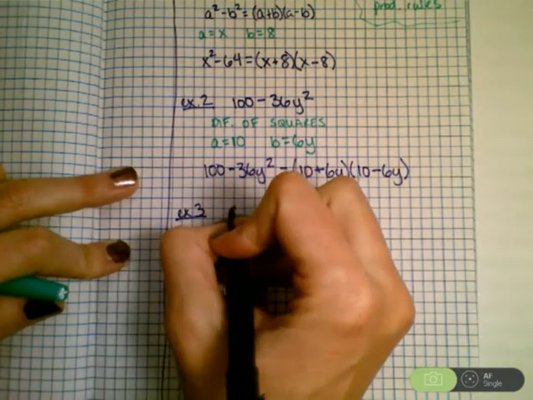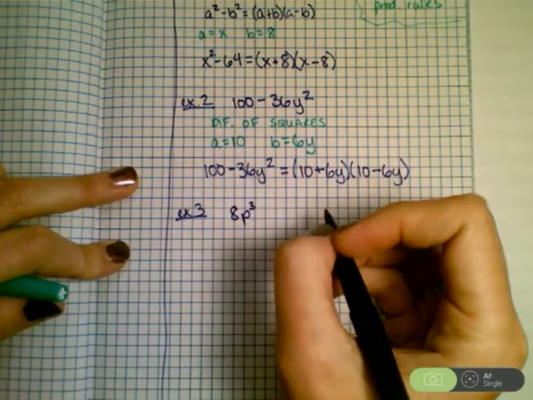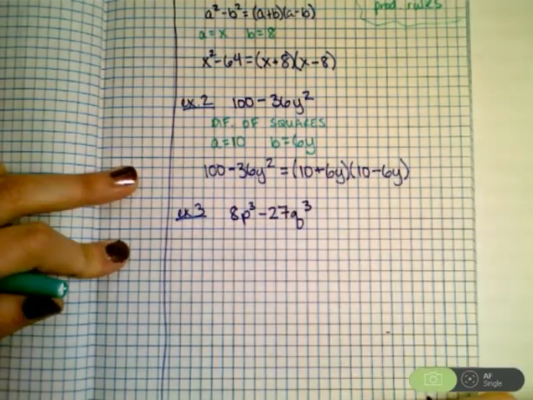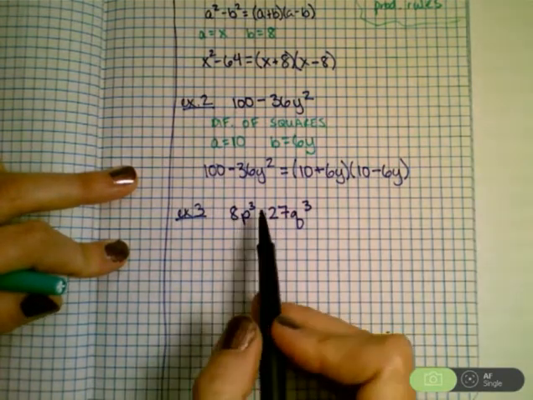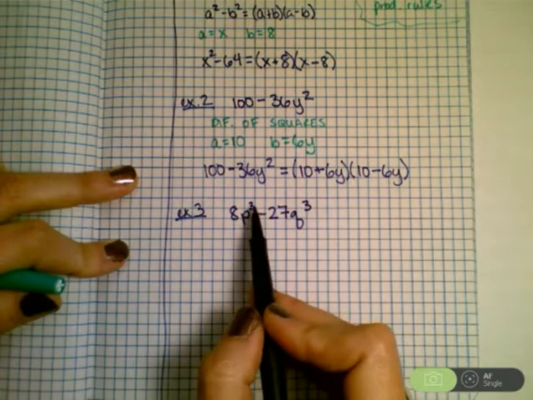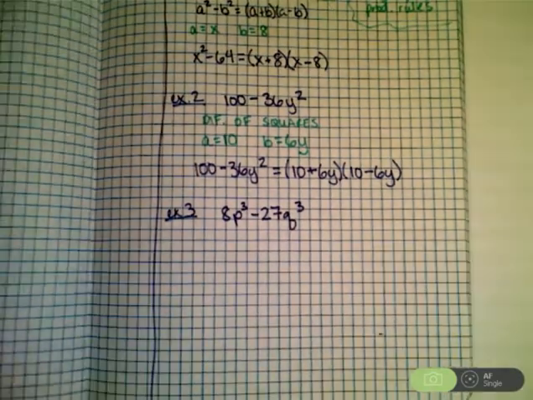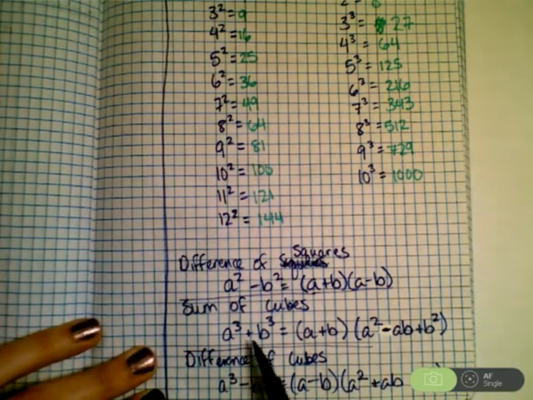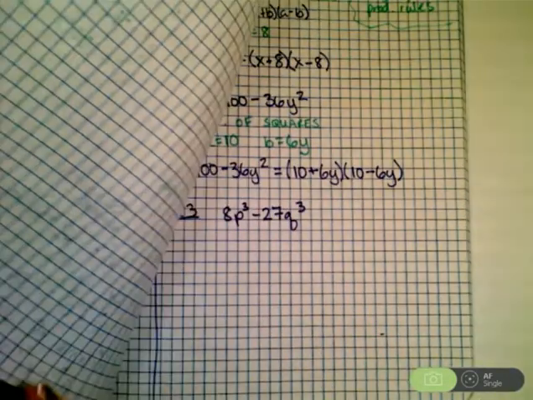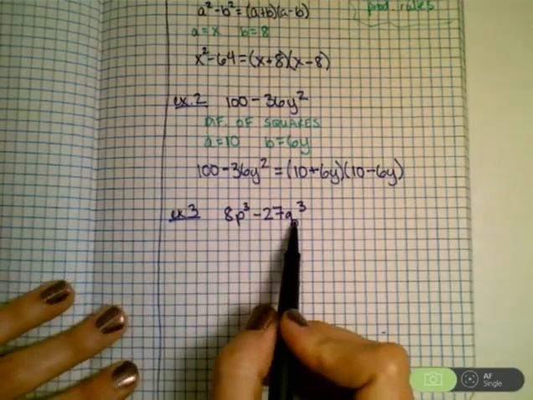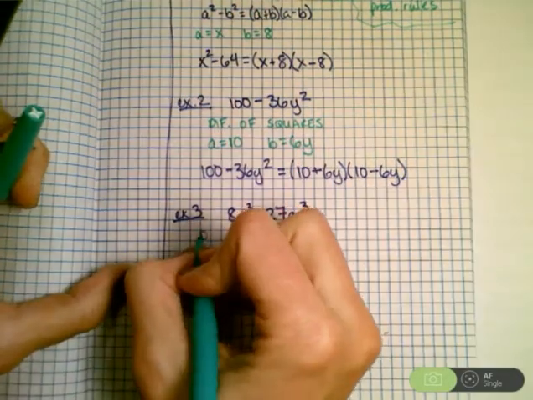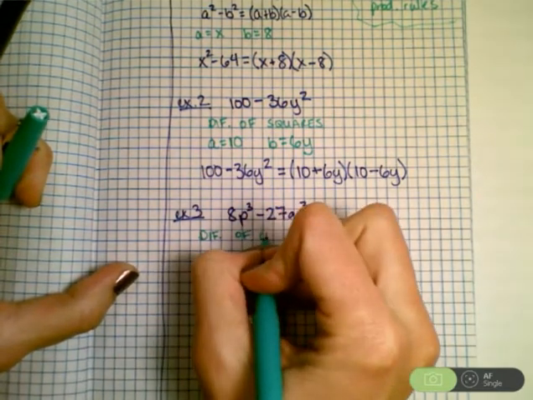Example 3, 8p cubed minus 27q cubed. So again, I have two parts. And I notice here, though, that I have a 3 instead of a 2. So because I have a 3 instead of a 2, I'm going to try and use something with cubes. And then to figure out whether it's a sum or difference, I look at the operation in between the two parts I have. So the first part I have is 8p cubed, the second part is 27q cubed, and I have subtraction in between. So this time I'm going to use the difference of cubes formula.